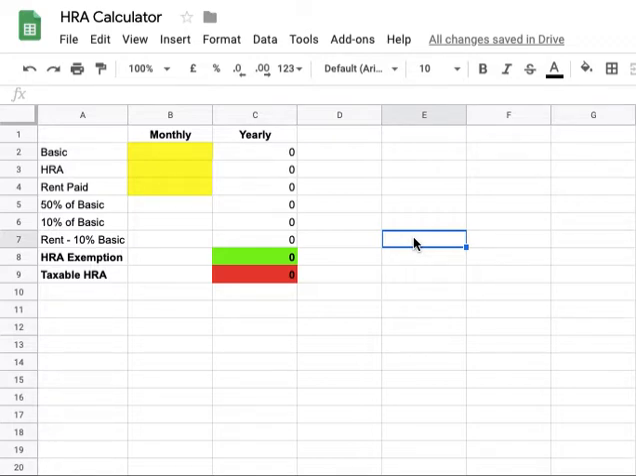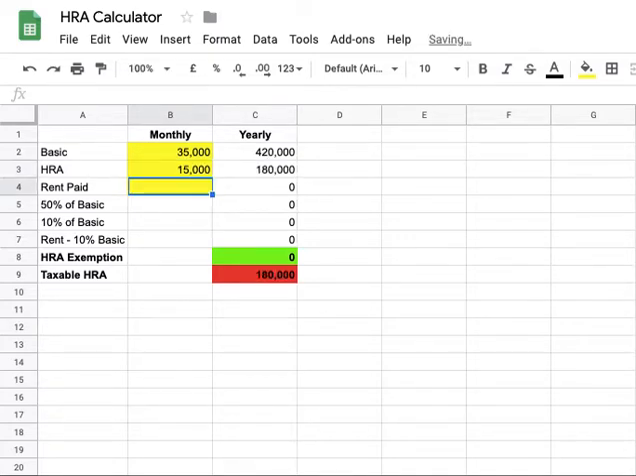So through this video, I'll show you the calculation of HRA exemption. Let's assume that your basic salary is 35,000 per month and yearly it's 4.2 lakhs. And let's suppose your HRA is 15,000, which is 1.8 lakhs per annum. As of now, this 1.8 lakh, in the red column, is your taxable HRA, because you're not showing any proof. But let's assume that you are showing proof of rent of 8333, which is essentially almost 1 lakh per annum.